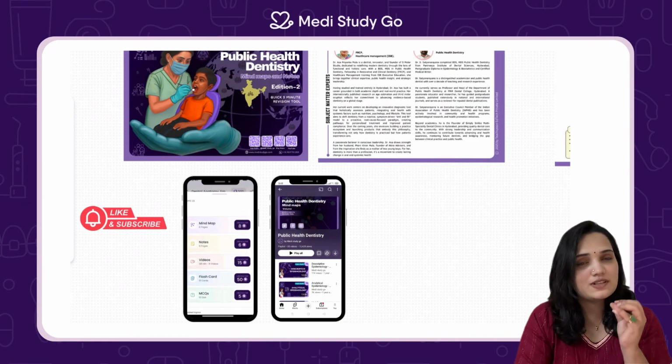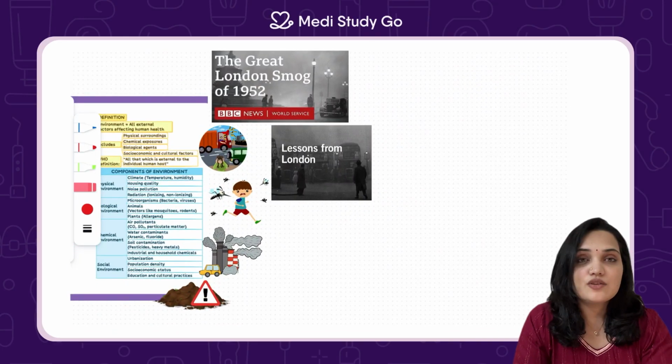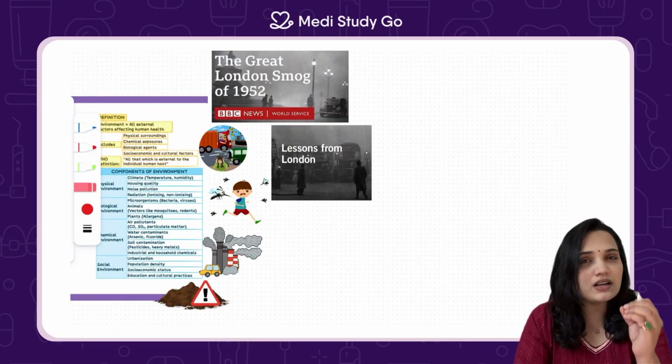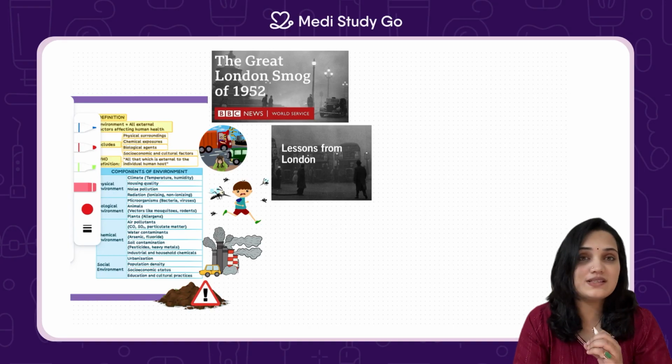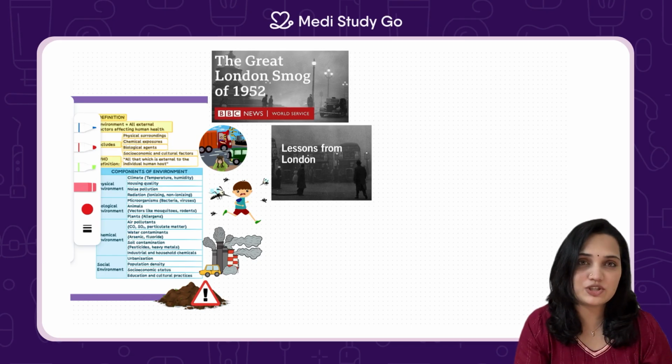Today, let me tell you a small story about something that happened in London in 1952. For several days, a thick cloud of pollution was covering the whole city, and the smog was caused by the burning coal and industrial emissions.